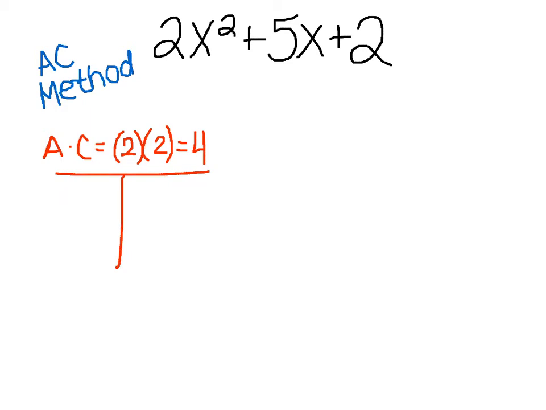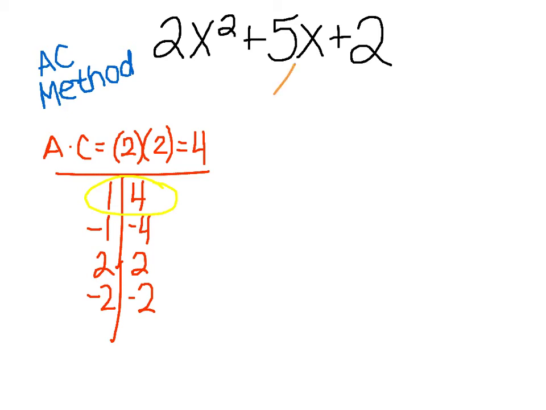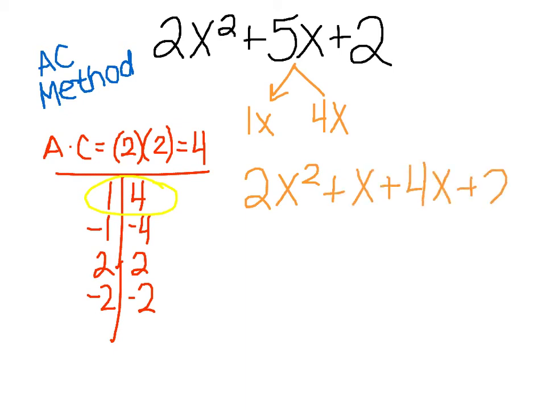Factors of 4 that add to 5. 1 and 4, negative 1 and negative 4, 2 and 2, negative 2 and negative 2. Well, I can see that I want 1 plus 4, which is 5. So these are going to be my 2 factors. Now remember, here's where it changes a little. We're going to replace the 5x with our 1x and our 4x. So my new polynomial is going to be 2x squared plus x plus 4x plus 2.